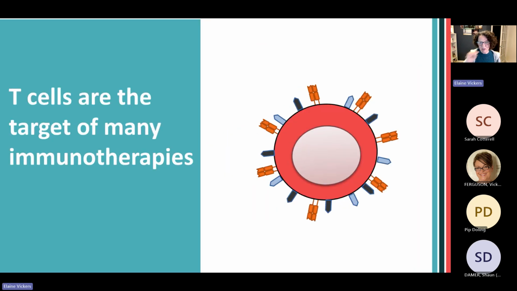So T cells have the greatest capacity out of all our white blood cells to identify and destroy cancer cells.